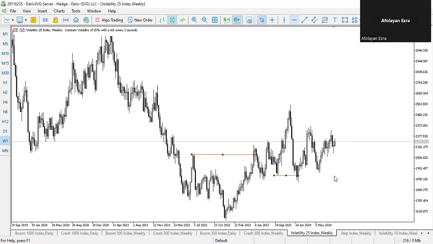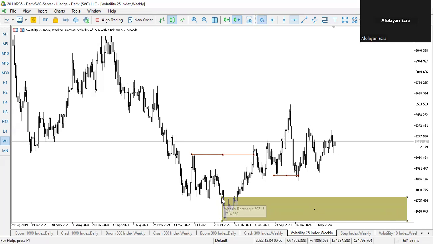But in case price doesn't want to buy, if price actually wants to come down, this is the area based on weekly that I'm looking for price to come into. I want price to come into this area before I start looking for a proper buy based on weekly. Let me adjust it. It should be all this area here. Don't mind the area, just watch out for this area for a proper buy on Volatility 25.